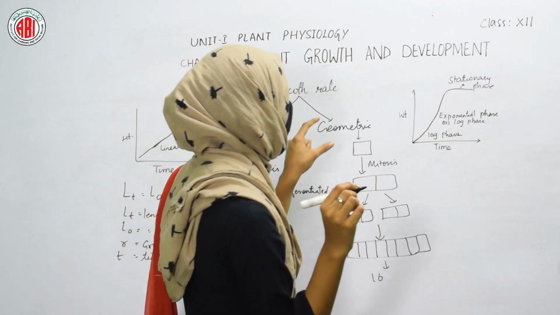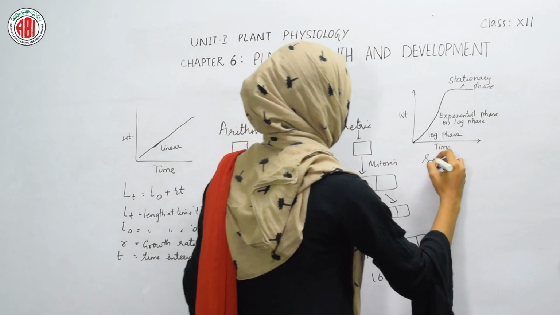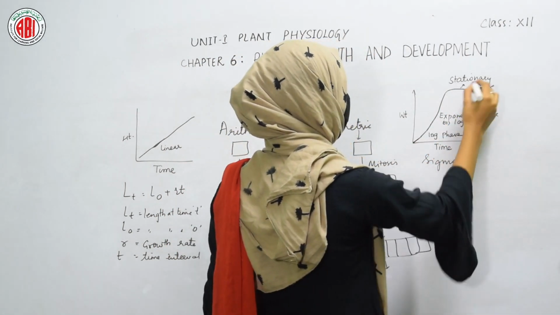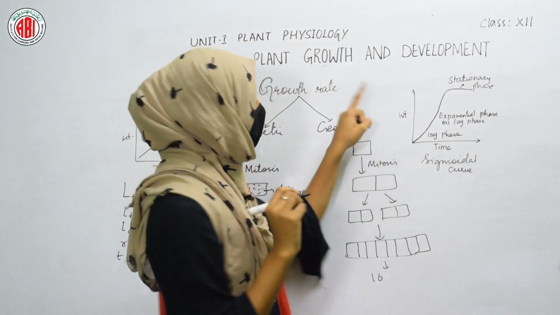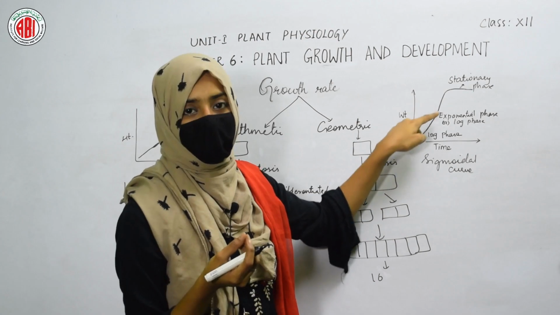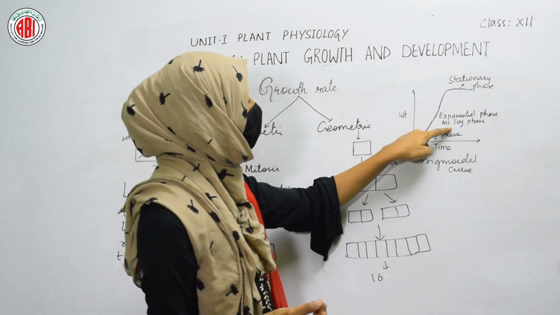When we plot a graph of this geometric growth, we get a sigmoidal curve. This is the sigmoidal curve, and the graph shows three different phases. Lag phase means where the cell division takes place slowly. The phase in which rapid cell division takes place is called the exponential or log phase.